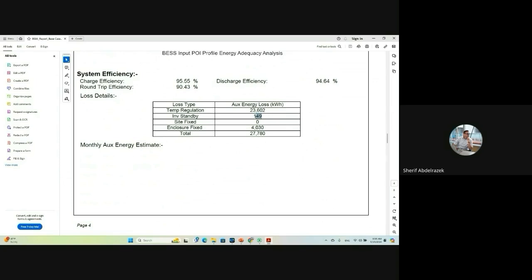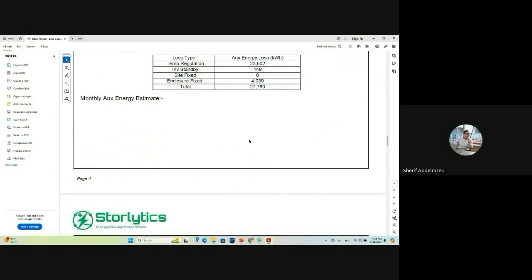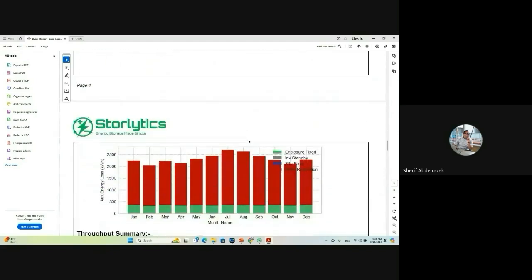Inverter standby losses, right? So your inverters have fans and other auxiliary load in them. That came to 149 kWh. Site fixed load, we set that as 0, so that's 0. And then enclosure fixed, this is enclosure fans, control load, right? Because you have a lot of equipment within the enclosure. So total 27.8 megawatt hours in auxiliary load.